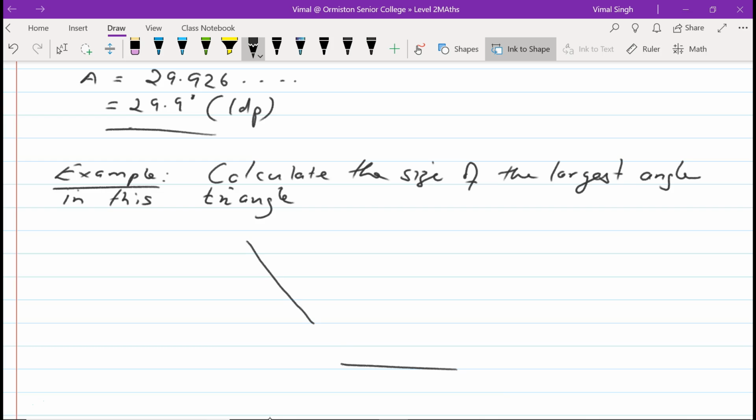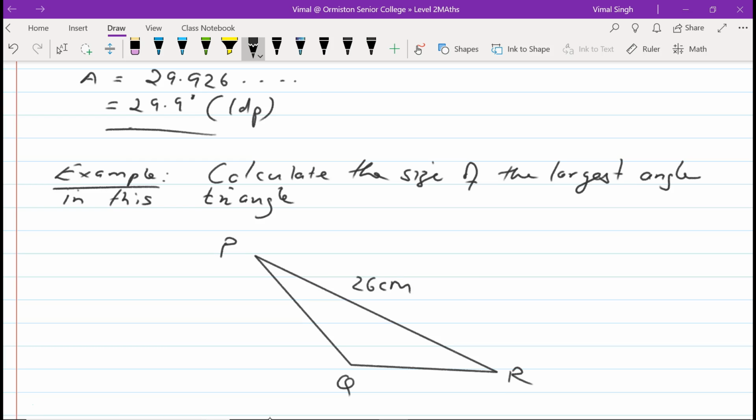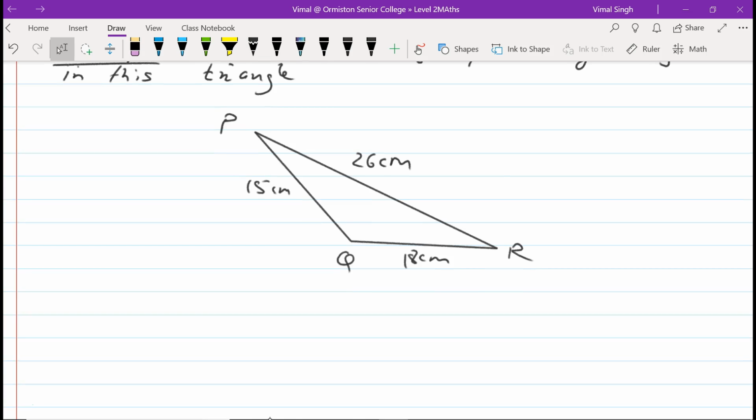Something like that. Okay, and so this side, I'm going to label this as P, Q, R. So this is 26 centimeters here, that is 18, and this one over here is 15 centimeters. Okay, so then we have these two angles over here. They look quite similar, but this is the largest angle there, which is angle Q.